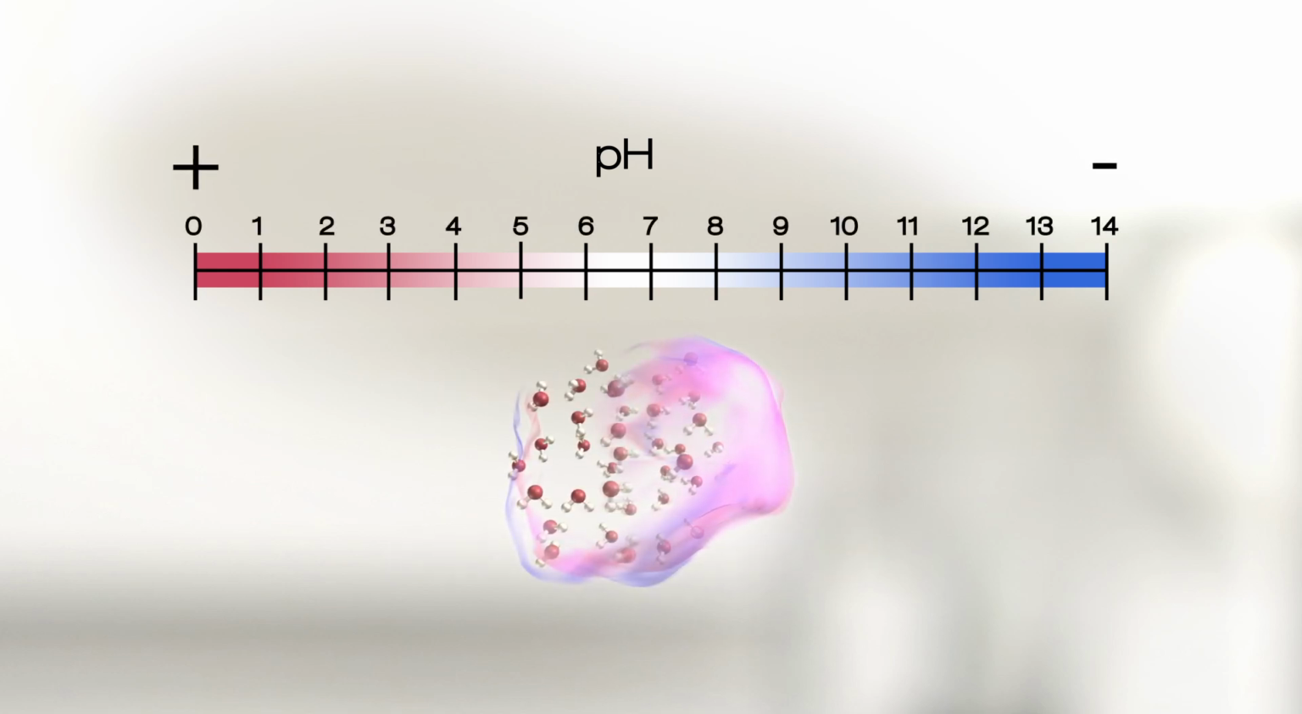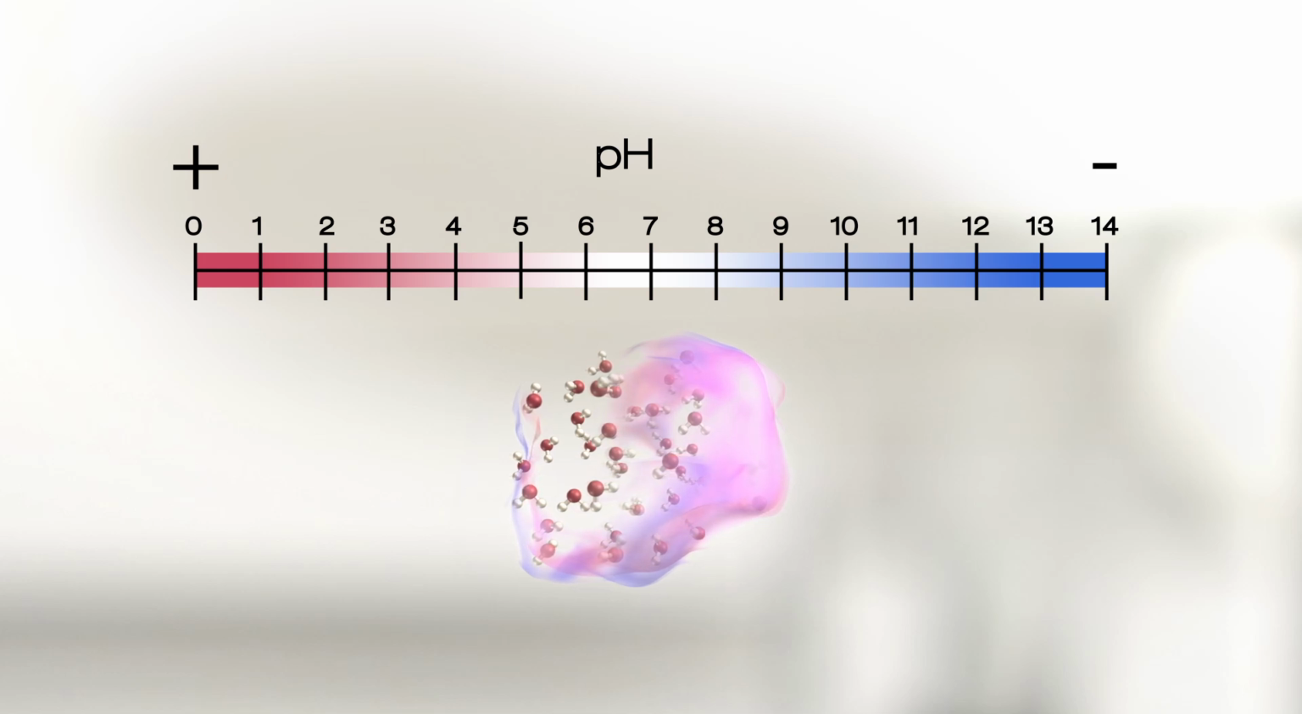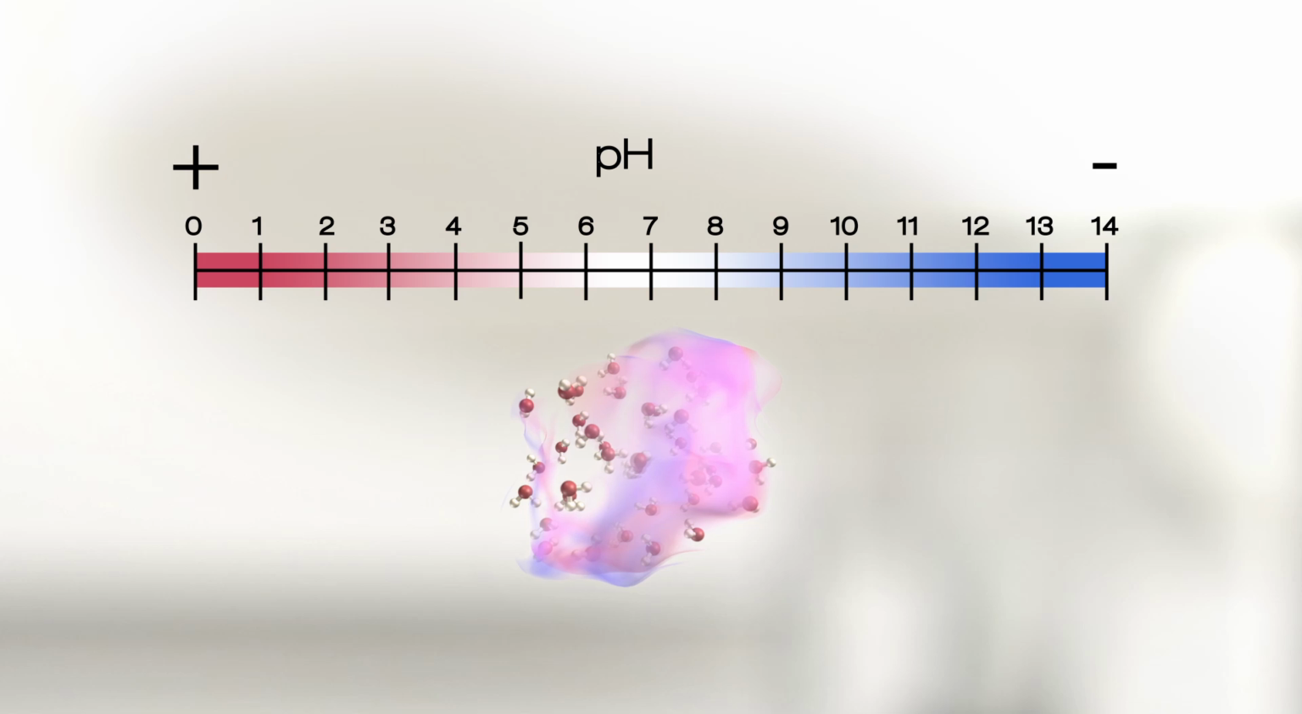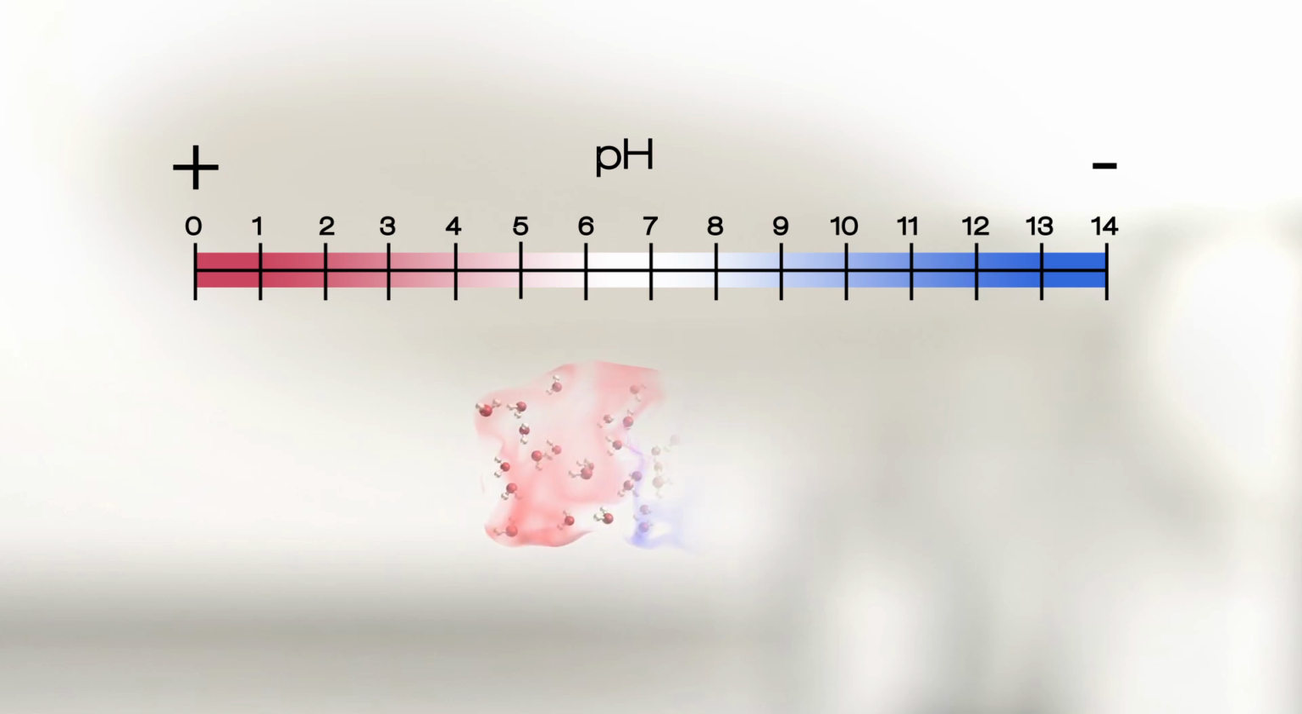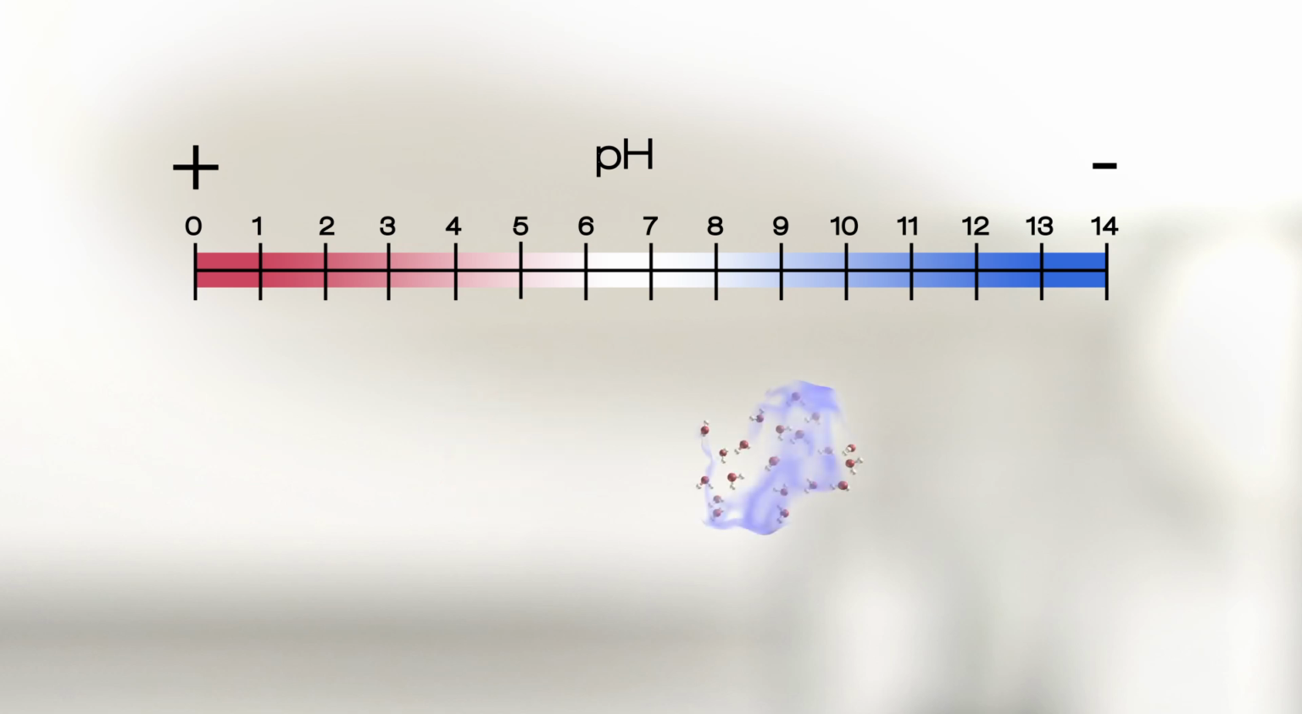The pH scale is a measurement of acidic and alkaline ions. When the amount of positive and negative ions is equal, the pH is neutral, or 7 on the pH scale. When more positive ions are present, the pH is acidic and will register below 7 on the pH scale. The opposite applies when there are more negative ions present.